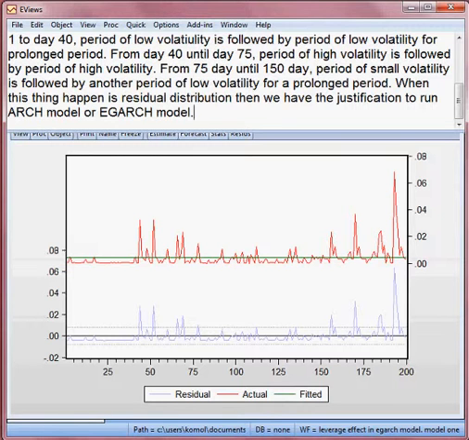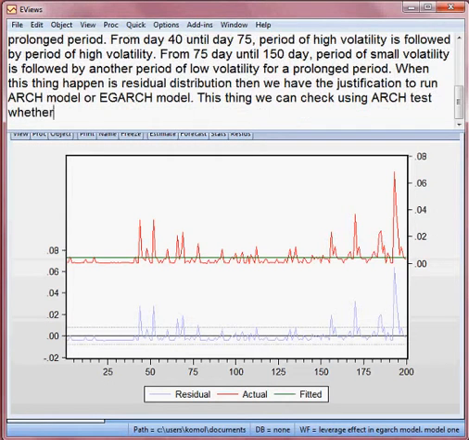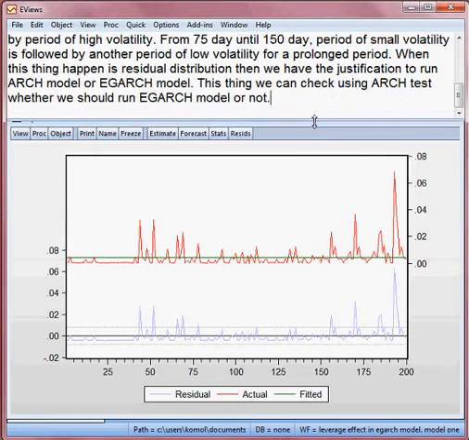Okay, this whole thing we can check in another way. We can check this using the EGARCH test, whether we should run EGARCH model or not. Okay, so we can do the EGARCH test now.